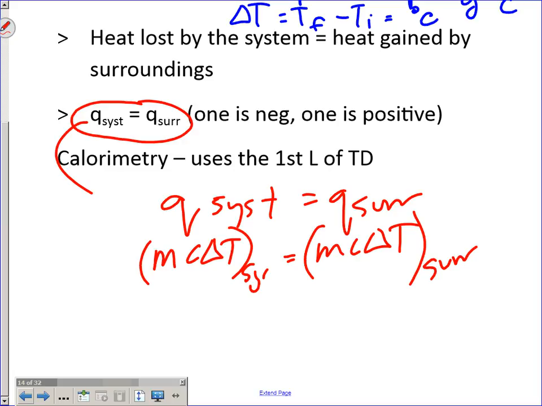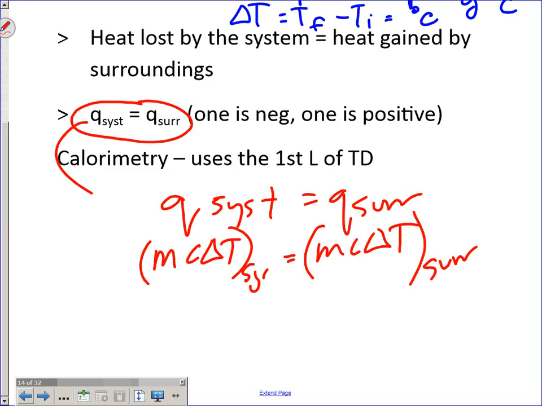That means that you need to specifically organize your givens and information, and am I referring to the system or am I referring to the surroundings? Make sure you have that crystal clear. If not, you'll blend your masses with the wrong system or surrounding. Now, I can't have both system and surrounding gaining energy, right? As one gains, it's because the other one's losing it, yes?